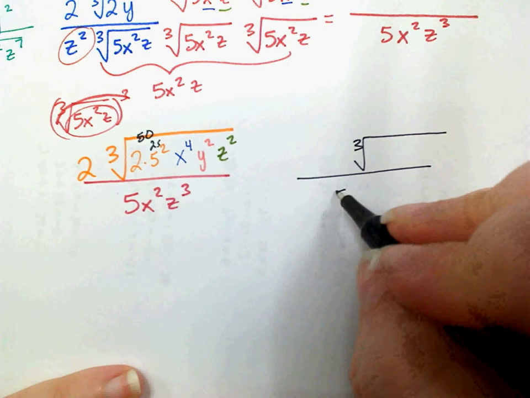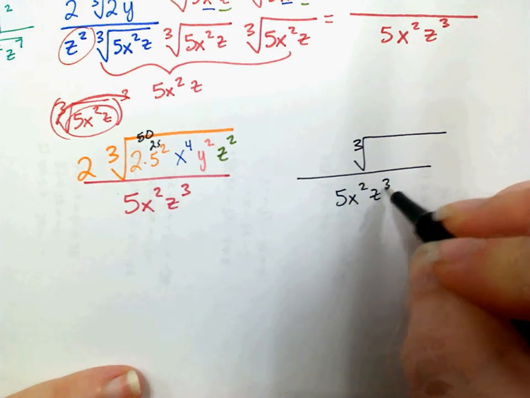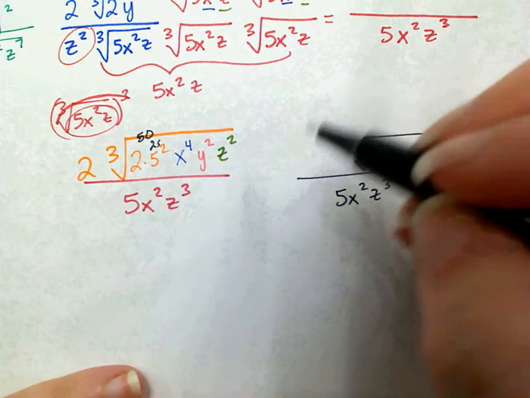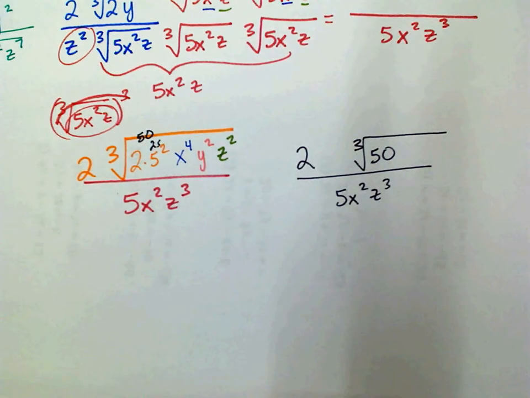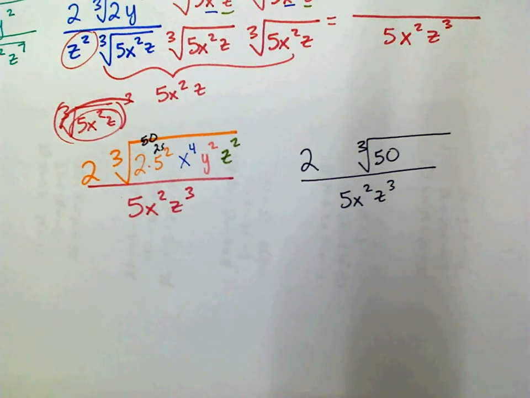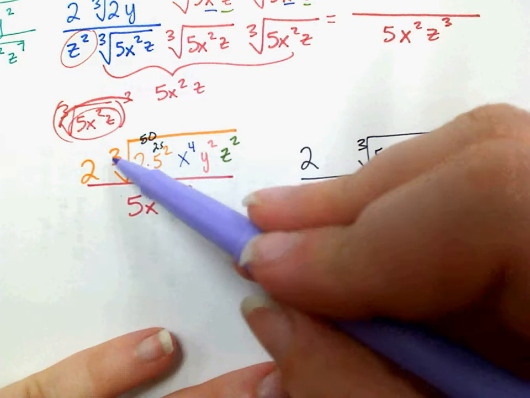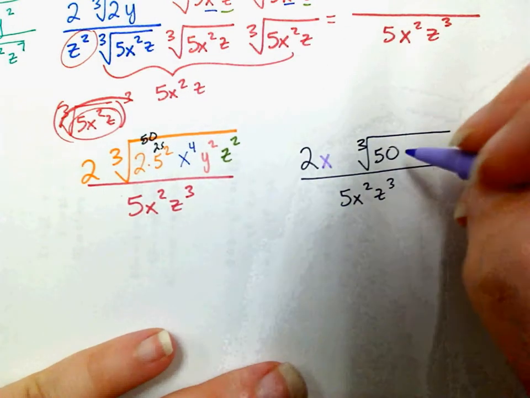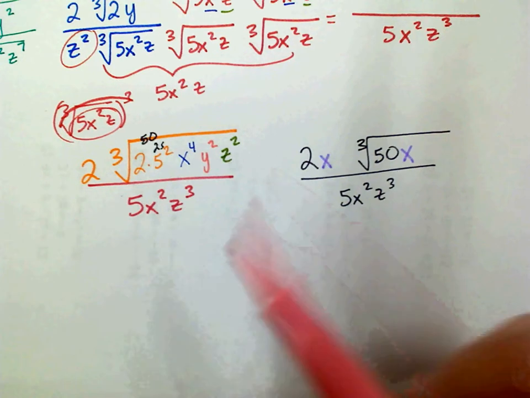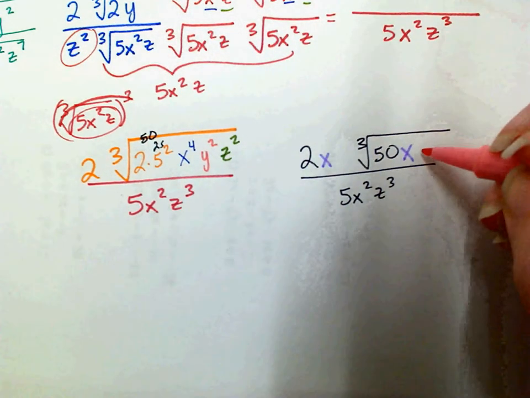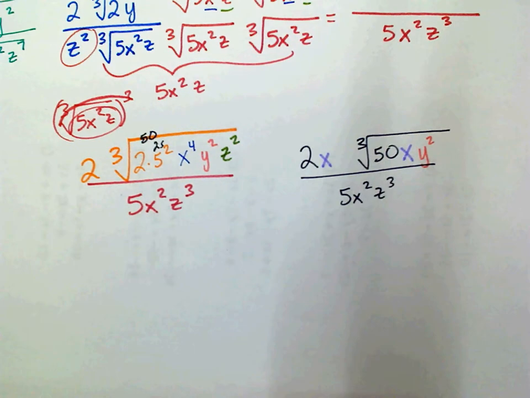Okay, I have my 2 out in the front. Now, as far as the x and the y and the z go, if I look at the x's, I have x to the 4th. 3 goes into 4 one time with 1 left over. 3 does not go into 2, so I just have to leave y squared in there. And 3 does not go into the 2. 3 does not go into 2, so I just have to leave z squared in there as well.